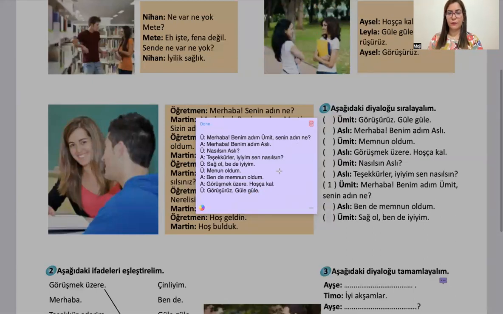I don't translate it because you know it. But there is something new in here. Görüşmek üzere. Görüşürüz. You might guess the difference between them. Right? Let's see. They both mean see you, but görüşmek üzere is formal, görüşürüz is informal. They both have the same meaning, see you.